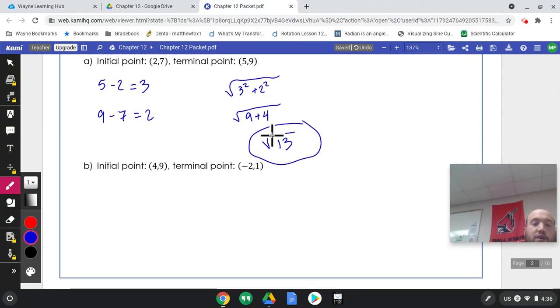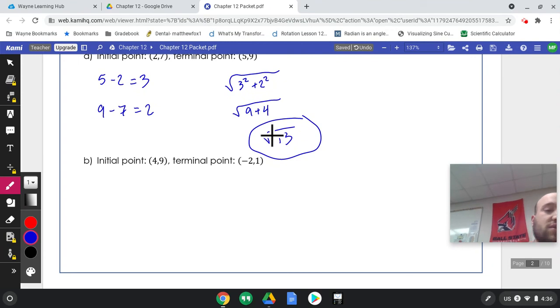And we'll do one more. This is the last one for the day. Once again, start with your x terminal point. So -2 minus 4, and for the y, 1 minus 9. So that gives us a -8 for the y, a -6 for the x.